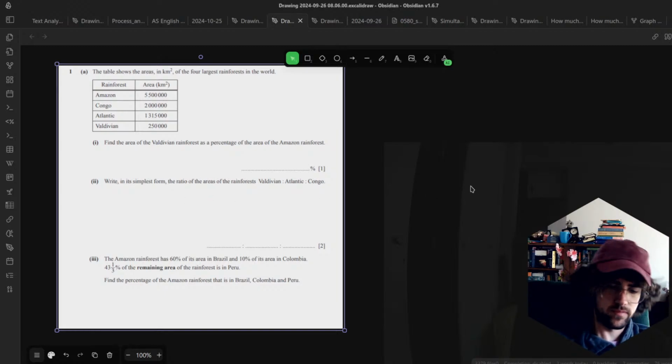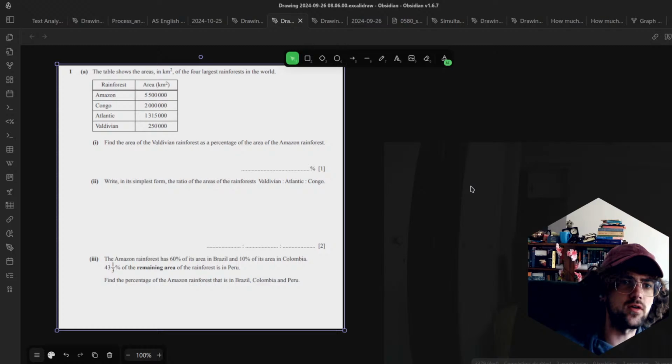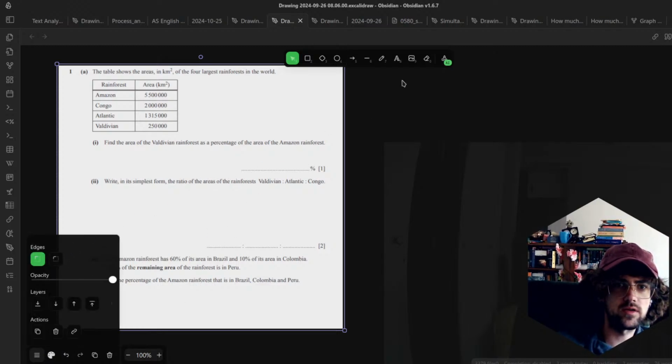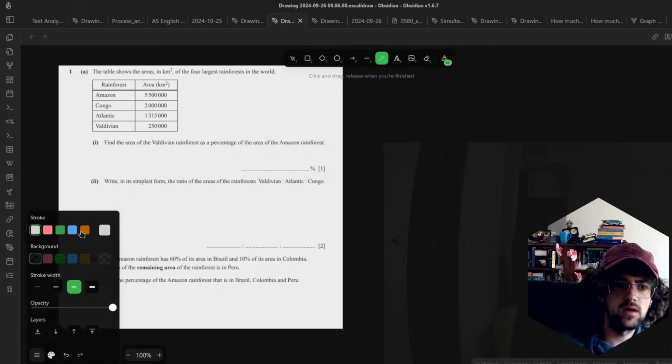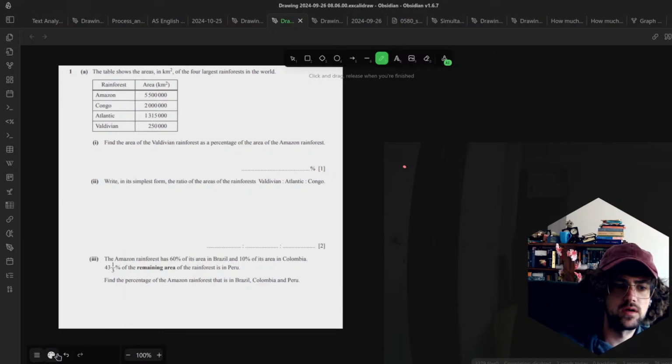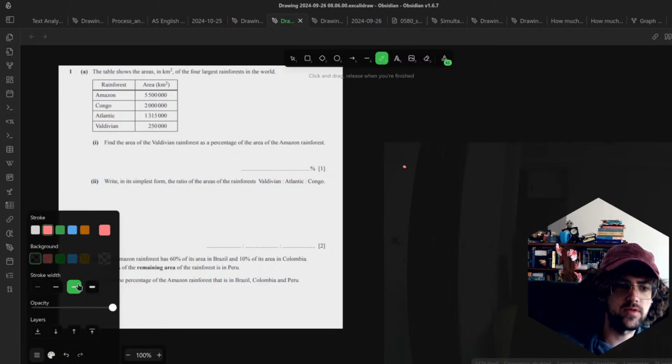Okay, so let's look at what color we'll do today. Pink. Oh wait, that's a very thick pink.